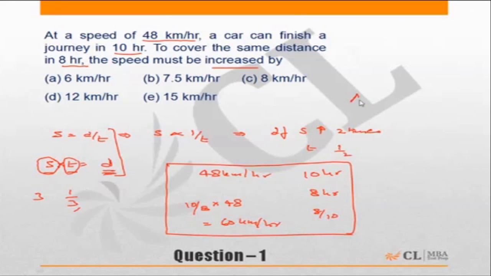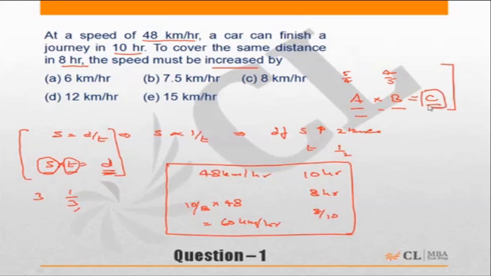This is effectively saying if A into B is equal to C, and if C is constant, then if A becomes double, B should become half. If A becomes 5 by 4 times, B should become 4 by 5 times. This concept which I have used in ratios is the same concept which I will be using in time speed distance. Key thing being C has to be constant.